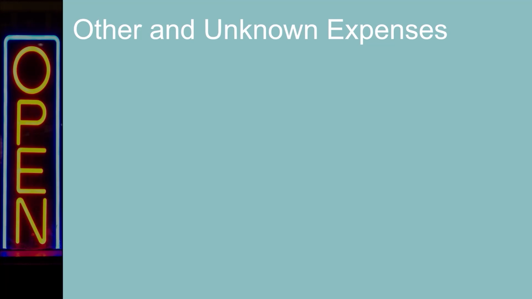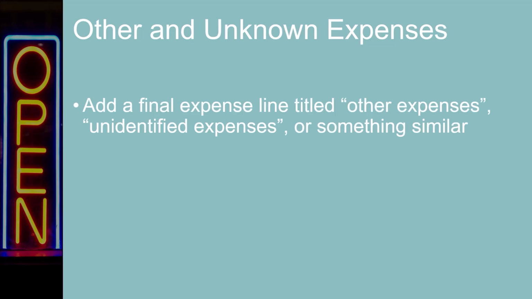Either you forgot some items or there are unforeseen items that you'll learn about later. There will be cost overruns. I recommend having one last expense line item in your new location projection titled Other Expenses, Unidentified Expenses, or something similar. This is where you'll make an estimate of what you've missed or have not yet identified. A starting number for this is 10% of total expenses, excluding this line item.